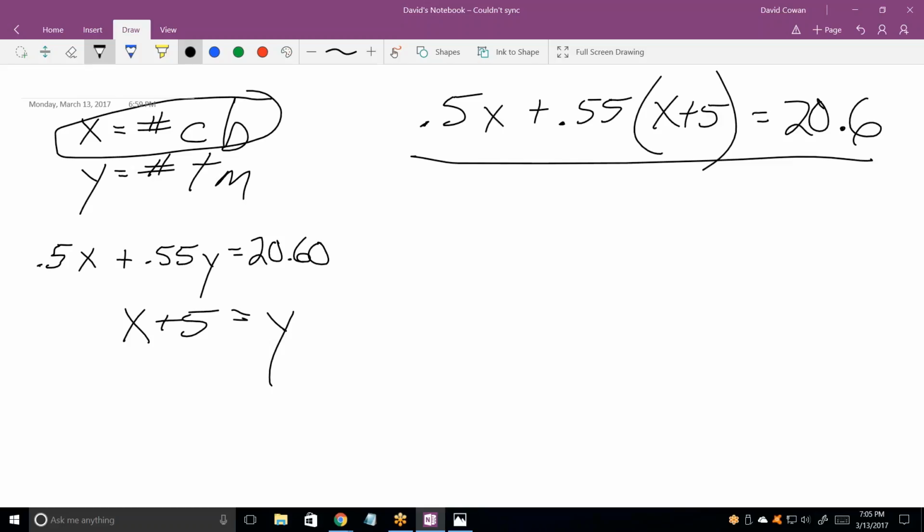Do you have any problems solving that for X? No, I don't think so. Okay, good. Let's not spend our time doing that then.